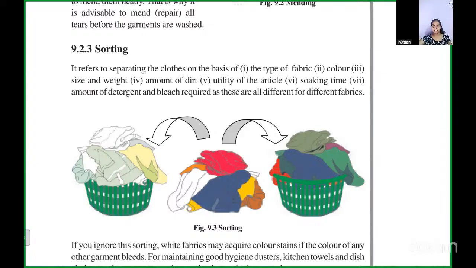Do you know that our socks have more dirt than our t-shirts? We don't put the t-shirts and socks together, because the socks obviously have more dirt. Then there is the utility of the article, that is, how important it is. All the whites we wash together in the first round.